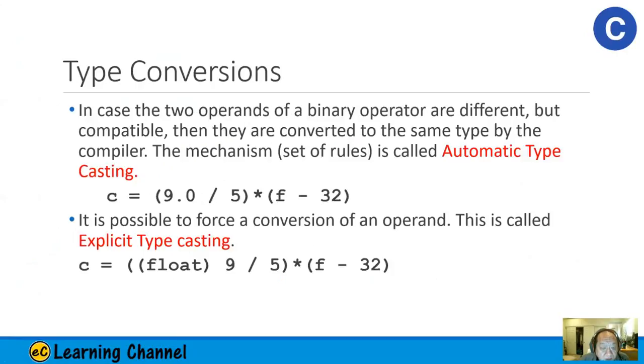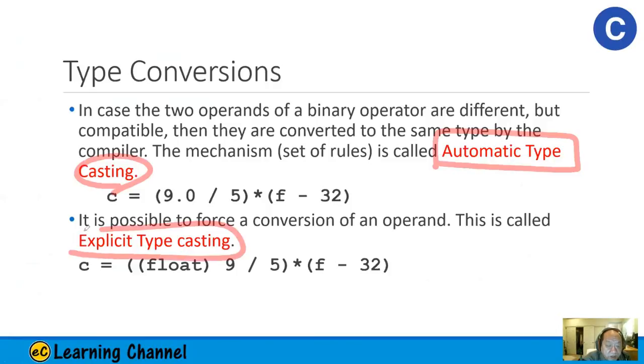So type conversion, I think, is very easy. There are two types of conversion. One is the implicit conversion, that's automatic type conversion. The other one is explicit, where you would need to do it by yourself. Okay.